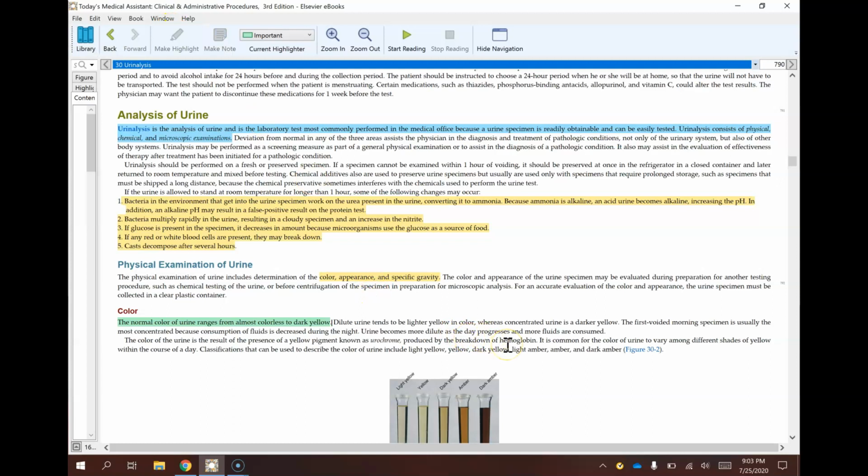Dilute urine, that's if someone drinks a lot of water, your urine will be more dilute than normal. And concentrated urine, kind of like a first morning specimen, can be a darker yellow. Remember that food and fluids are not ingested when you're sleeping, and so your urine is more concentrated. When you drink a lot of water during the day, your urine is more dilute.